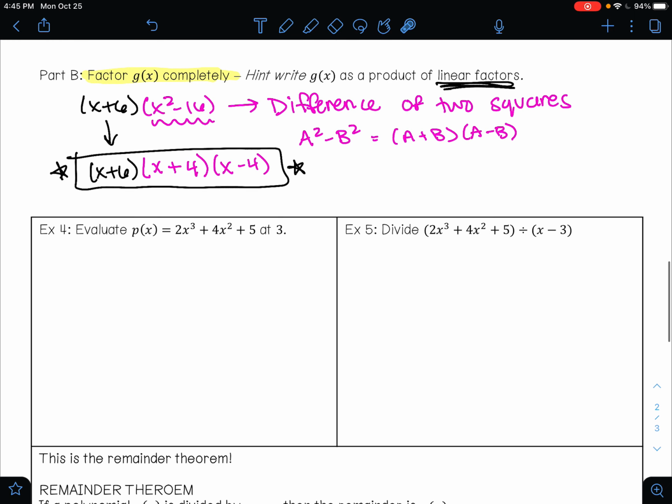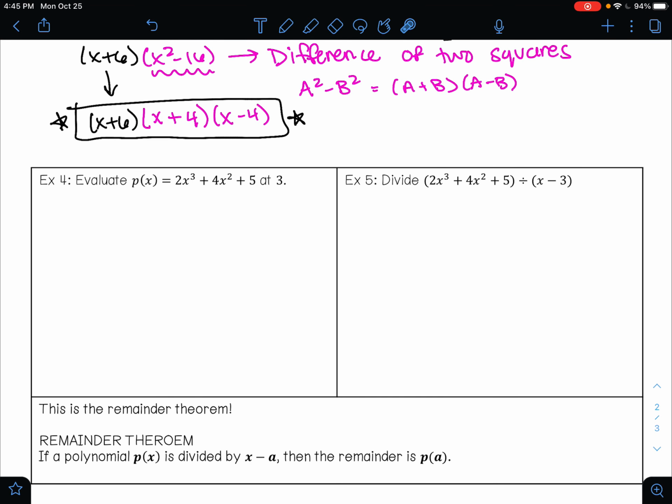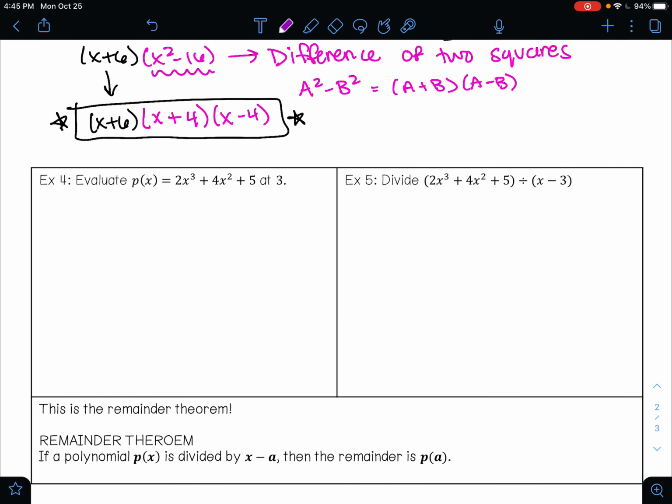Let's look at examples 4 and 5. So on example 4, it says evaluate p of x equals 2x cubed plus 4x squared plus 5 at 3. So this is telling me that x equals 3. So I'm going to have p of 3 equals 2 times 3 cubed plus 4 times 3 squared plus 5.